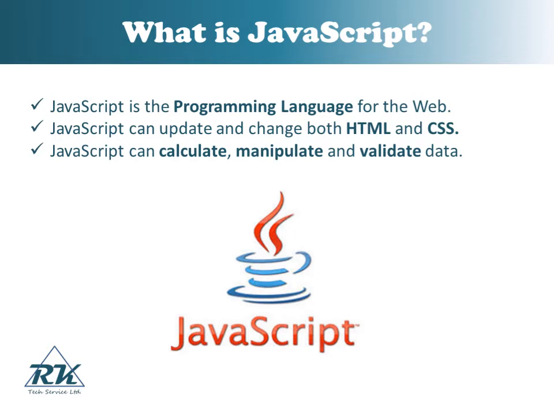What is JavaScript? JavaScript is the programming language for the web. JavaScript can update and change both HTML and CSS. JavaScript can calculate, manipulate, and validate data. This is a wonderful client-side coding language, which will help web developers to change the HTML or CSS code in the web page without refresh or reload the page. For example, if we are trying to update a live table data, we can display the updated data without refreshing the page with JavaScript.